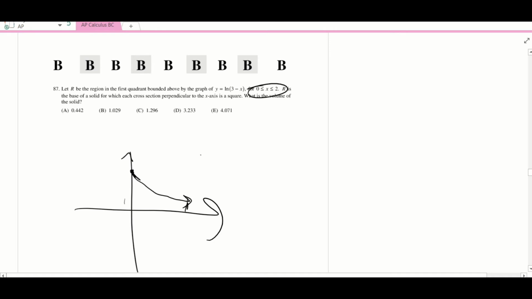So, since each cross section perpendicular is a square, the area is just the height squared, right? So just integrate from 0 to 2 of this value here, which is the natural log of 3 minus x, dx squared, right? That's just the area. So we can plug into the calculator.